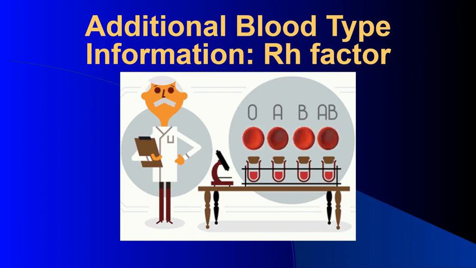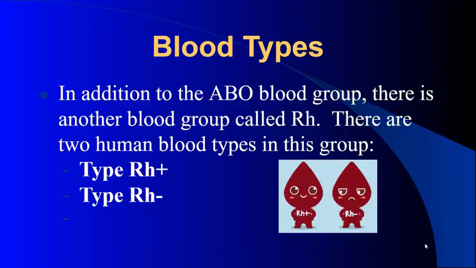So oftentimes when we hear about blood, we don't just hear type A, type B, type AB, type O. Oftentimes we hear AB positive or O negative. And that has to do with another antigen on our blood cells that's called the Rh factor. So in addition to the ABO blood group, there is another blood group called Rh. There are two human blood types in this group. There's type Rh positive and there's type Rh negative.